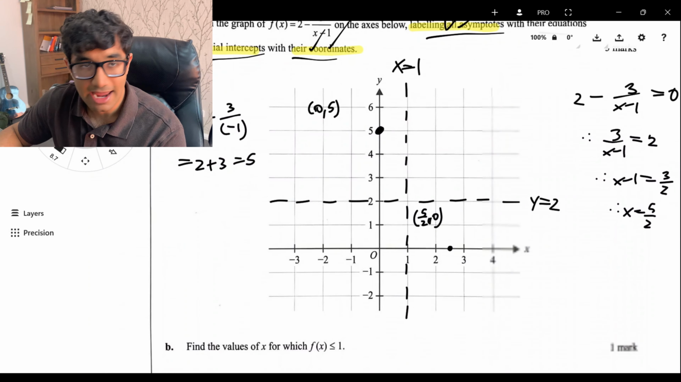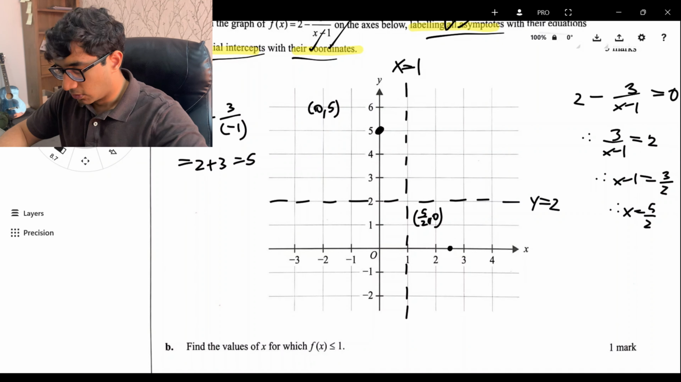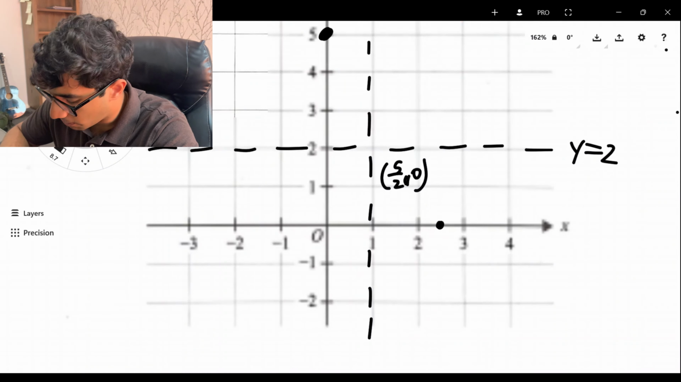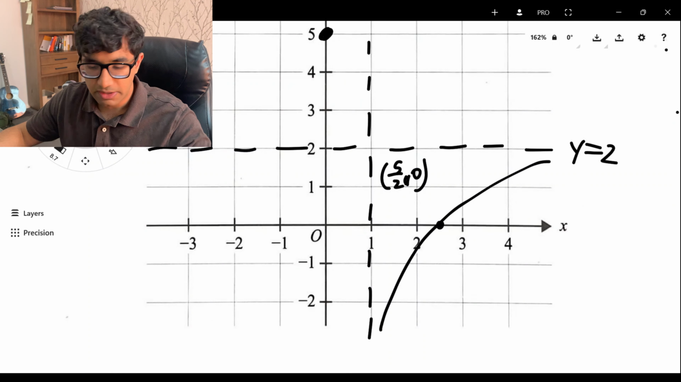Finally, I need to draw in the actual graph. So to do that, I'll show you what some people commonly do: they just draw the graph like that and they move on.